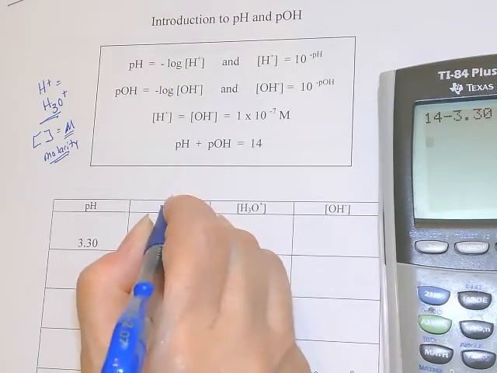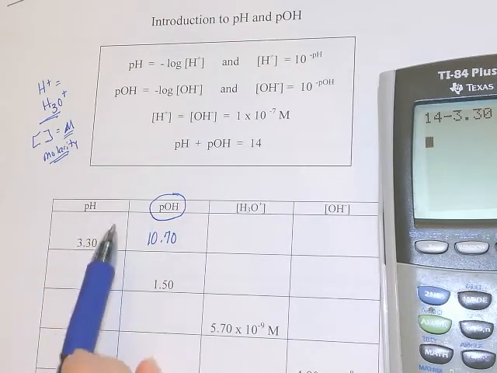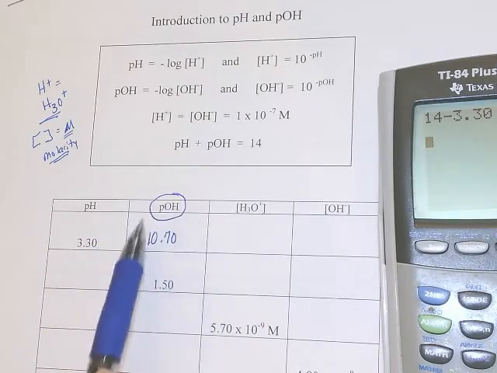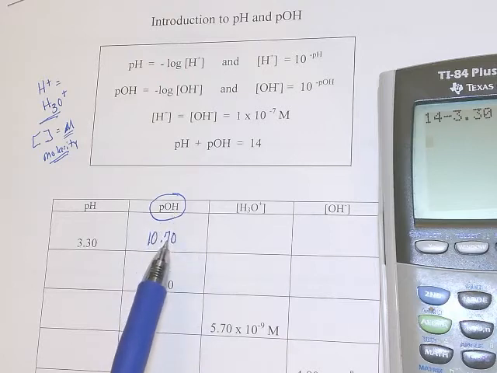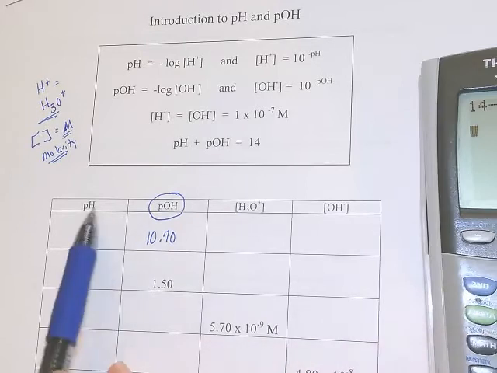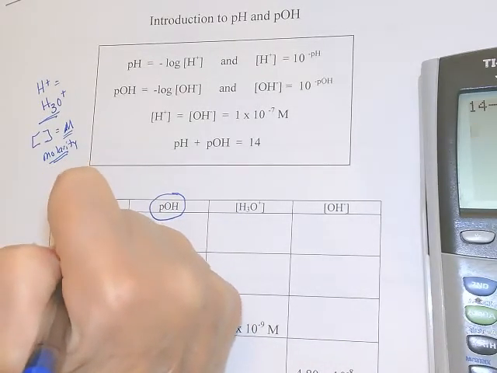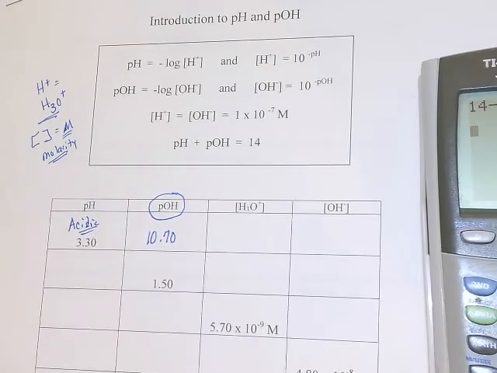But if you have a base, then you have a pOH. And with time, you will see if you have a larger pOH value, then you're going to be an acidic solution. So a pH of 3.30 is an acidic solution.